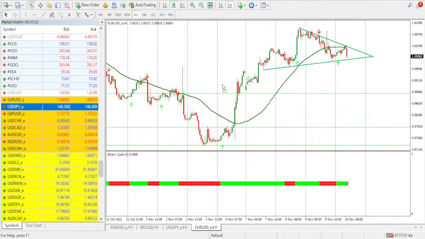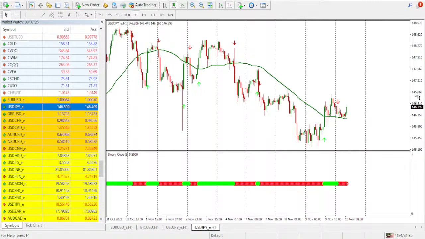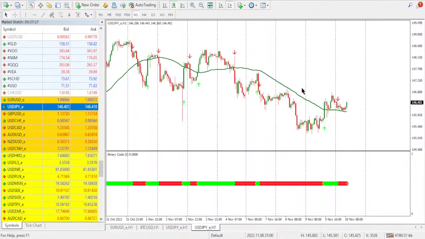So my next chart is the US dollar Japanese yen. We are also going to use the same approach. We are using this moving average and also the custom indicator and a bit of price action. So based on the moving average, we are in an uptrend, but based on the custom indicator, we are possibly in a downtrend. So this is confusing. There is no clear direction based on these two indicators.